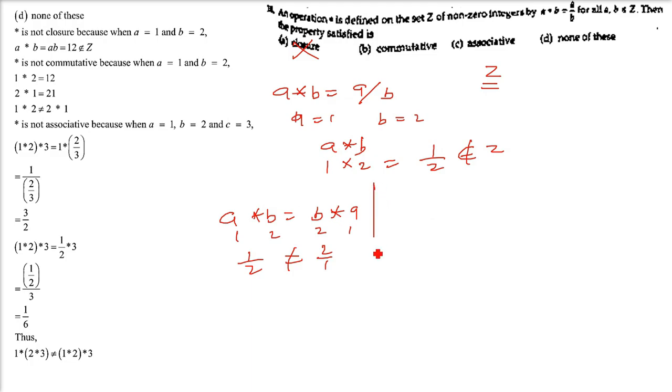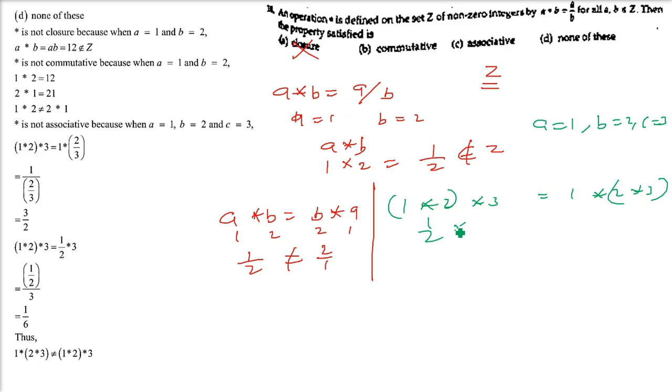Then we come to associative. What does it mean, associative? I'm just taking the values a equals 1, b equals 2, c equals 3; you can take any value. Whether 1 star 2 star 3 equals 1 star 2 star 3, where we operate 1 and 2 first in one case and 2 and 3 first in the other. So 1 star 2 is 1 by 2, operated with 3, that is 1 by 2 divided by 3. The first one will be 1 by 6, because 3 goes into the denominator. The next one will be 3 by 2. So this is also not okay.